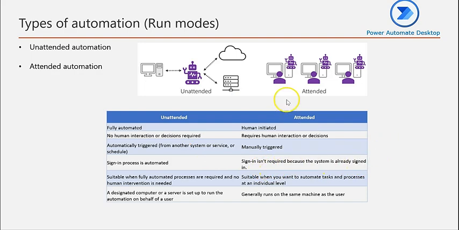Just say, for example, I am this user and my machine is now logged in, already signed in, and I have PAD on my machine, and I will click the play button on the console and I will run from there in an attended way. I will attend to it.